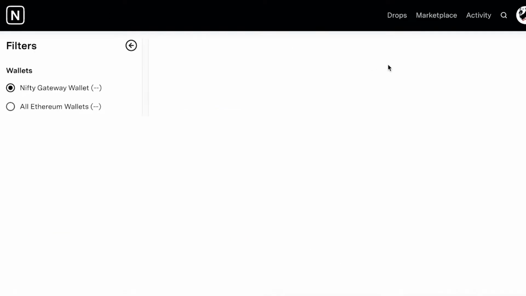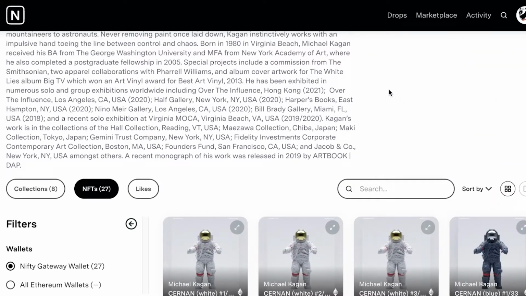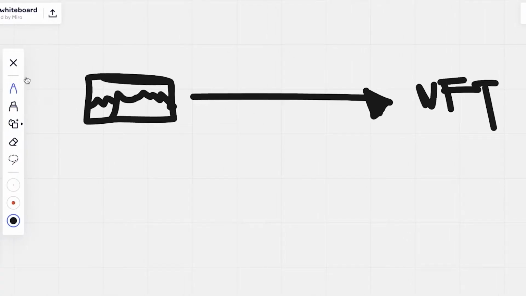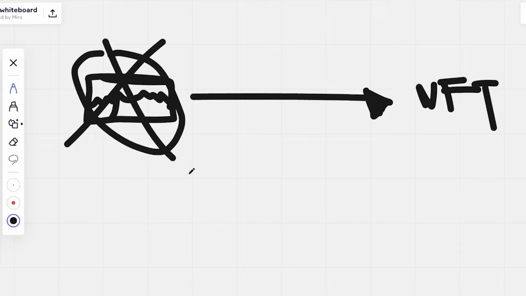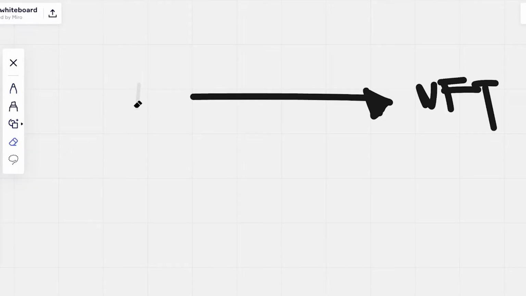Now, some people might be wondering, hey, I want to take a physical product that is not a painting or not a piece of artwork. Let's say that the physical product that you're thinking about is a watch. So let's say that you have a watch and you want to sell this as a NFT.